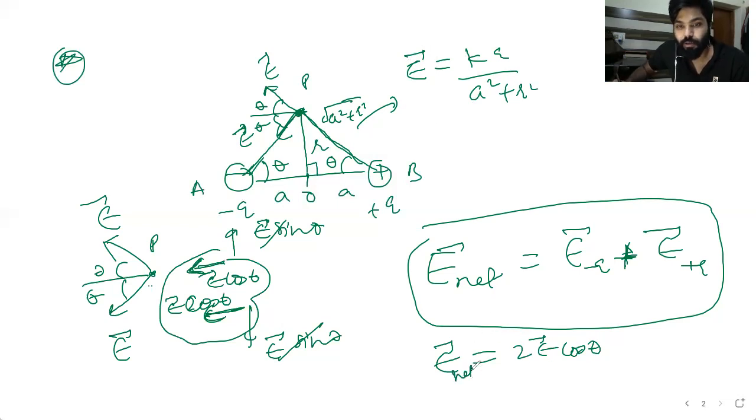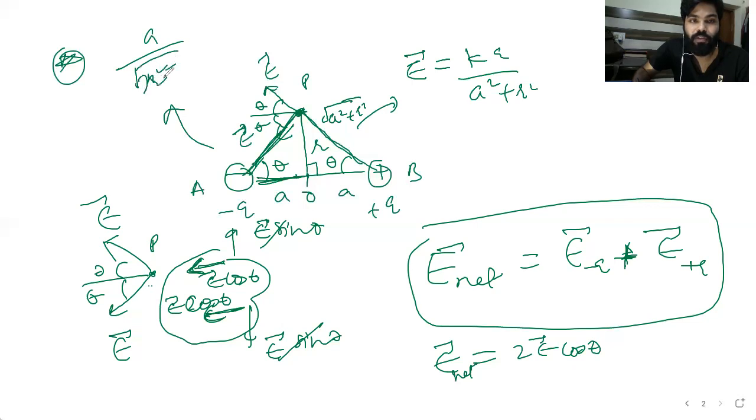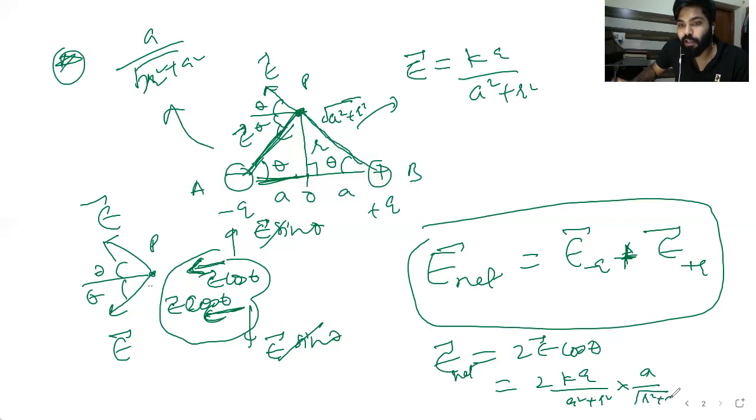You can put the value of E in this expression for E net, and the value of cos theta from this triangle. The value of cos theta is base upon hypotenuse. This is the base and this is the hypotenuse. So the base is a and the hypotenuse is under root of r square plus a square. So you can write 2 times E, where the value of E is k times q over a square plus r square, times the value of cos theta. Cos theta is a over under root of r square plus a square.